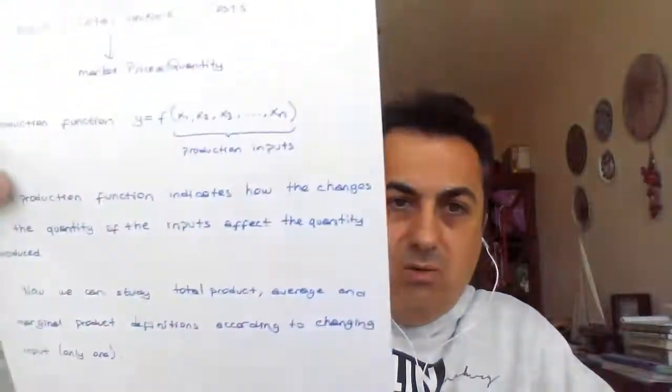After learning the production function, we can pass to a basic relationship between production inputs and production amounts. We can now study total product, average product, and marginal product definitions according to changing inputs. We will change only one input. By studying these topics, we can reach the law of diminishing returns.